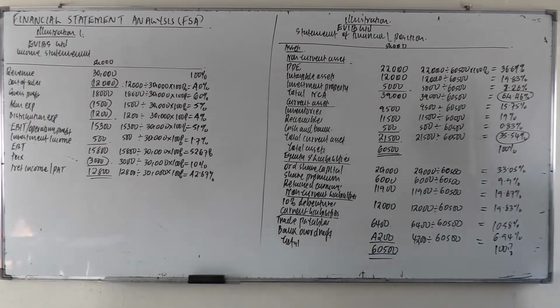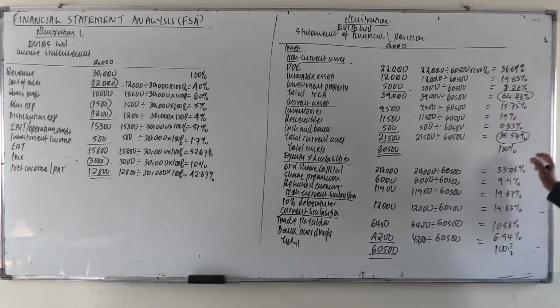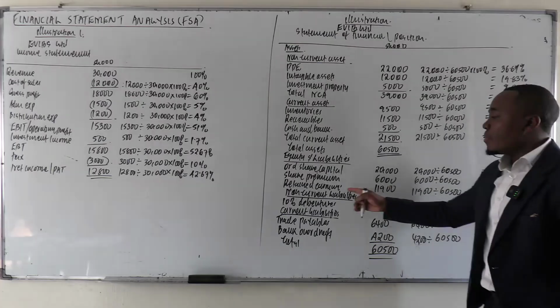Now, when it comes to the equity and liability, this represents how the total investment was financed. That's what is known as the balance sheet: how our total investment was financed. So the ordinary share capital represents 33.05%. It means that of all the total investment, 33% was financed by the owners of the company. That's the ordinary share capital, together with the share premium and the retained earnings.